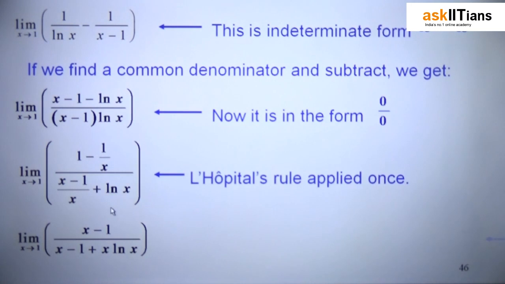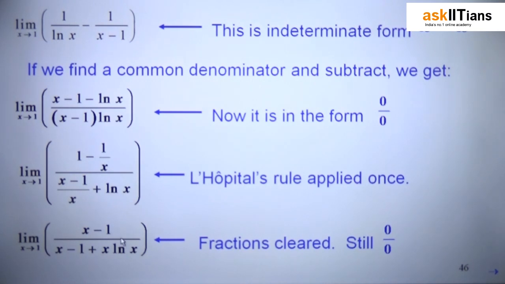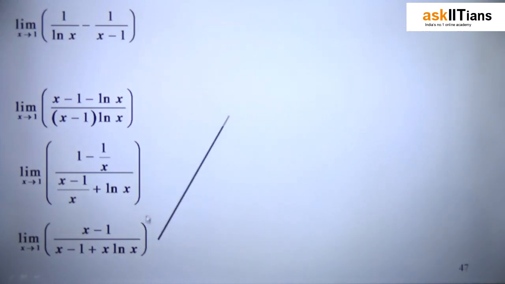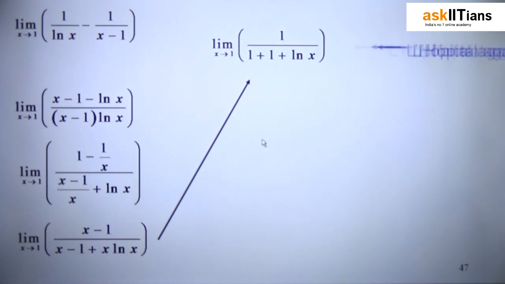Now I did the simplification, and after modification, what I've got is (x minus 1) upon (x minus 1 plus x ln x). If I put x equal to 1 in this case, I will see that this is still 0 by 0. So what will I do? I'll do the differentiation once again.